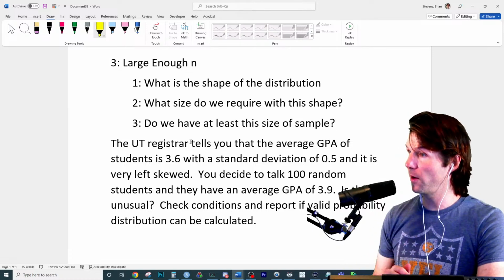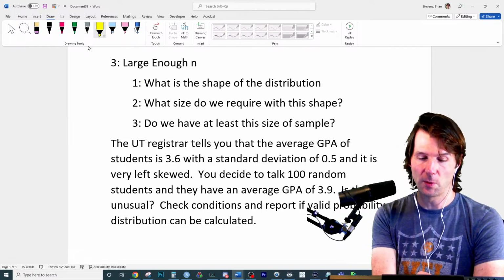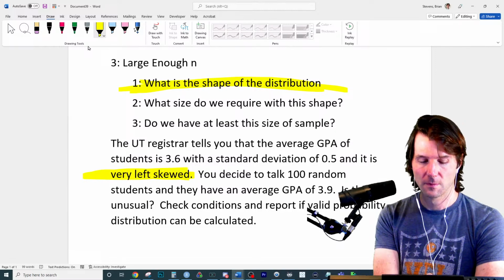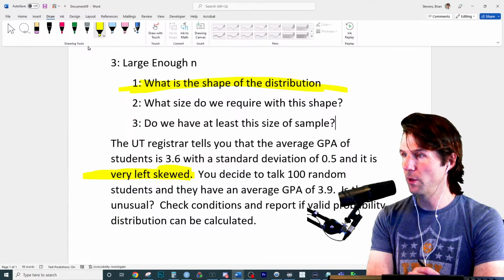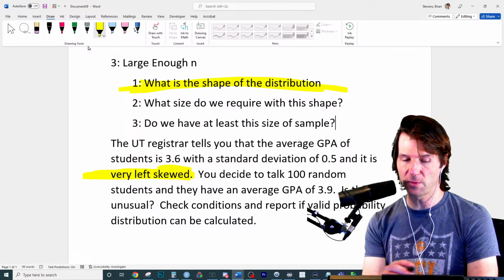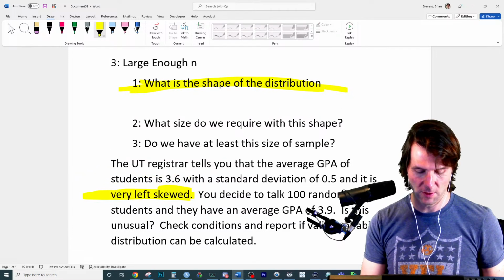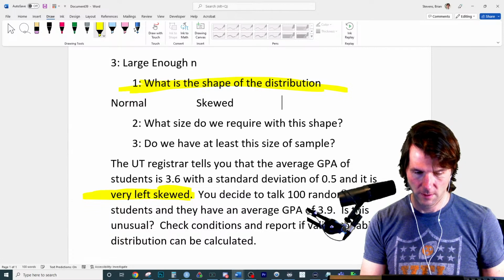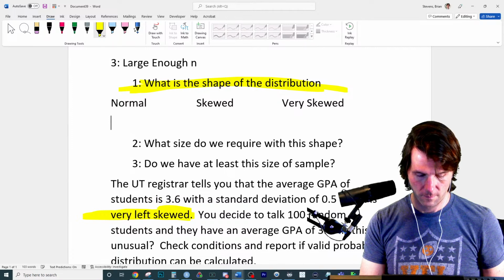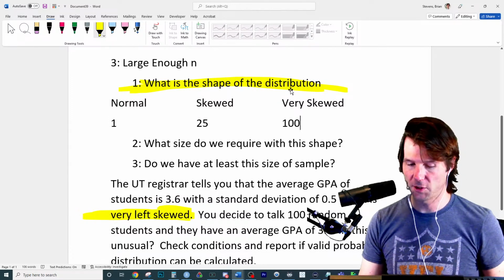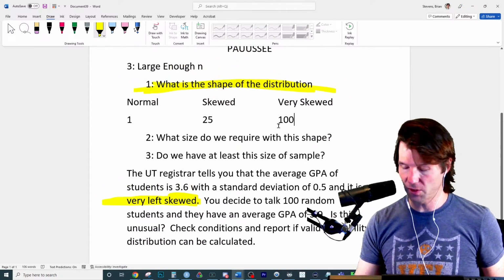Left skewed and very left skewed, right? So what is the shape of the original distribution? Very left skewed. So if it's very left skewed, you need a sample size of what? So we have normal, skewed, and the answer is 100, exactly. So we've got all the numbers on the screen right here.